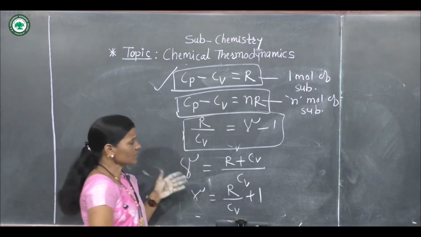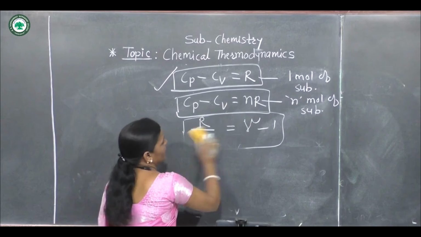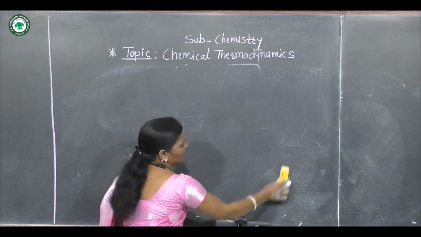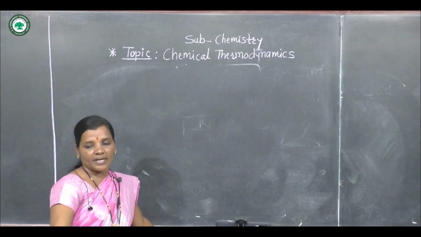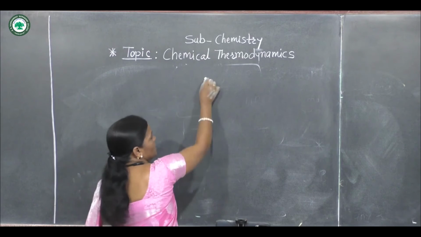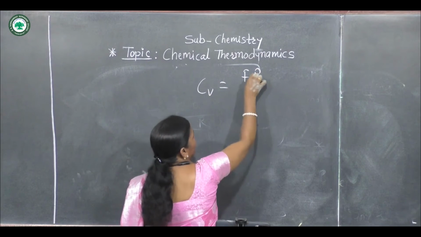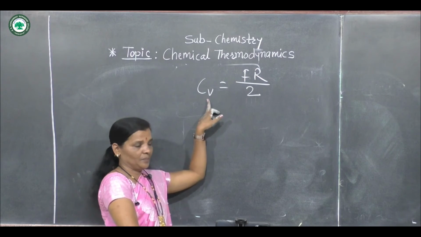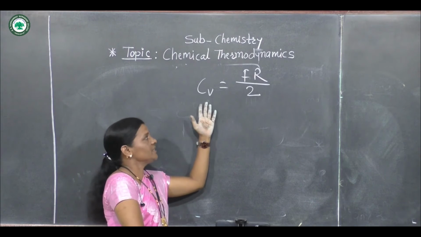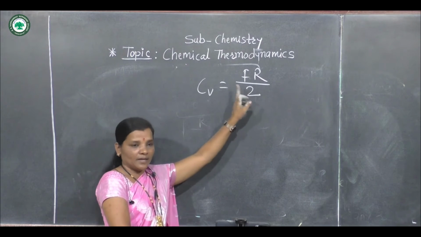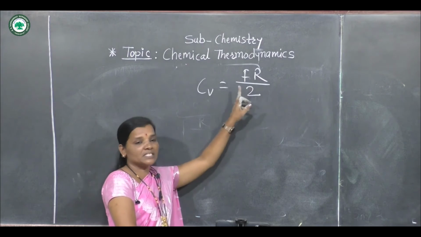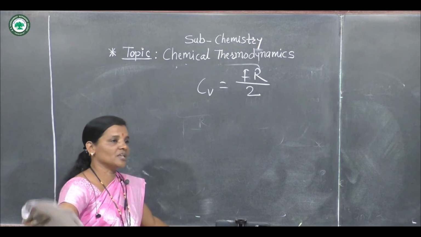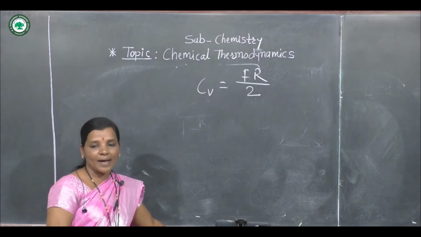Okay, so here we can relate this gamma and Cp, Cv with one interesting relation with the degree of freedom. So here we'll get Cv is equal to FR upon 2. Here Cv means molar heat capacity at constant volume. Here F is the degree of freedom. Here R is the gas constant. This relation is very important: Cv is equal to F into R divided by 2.